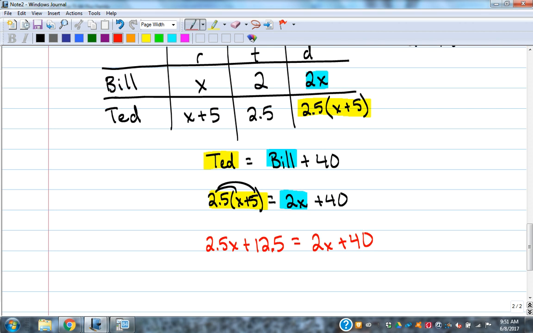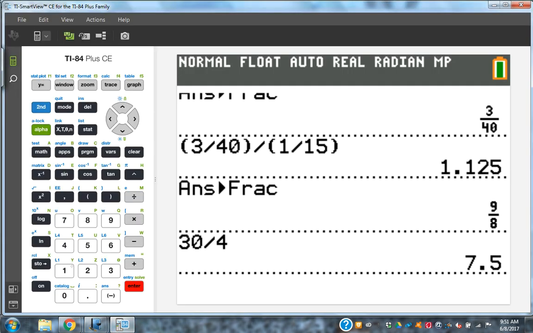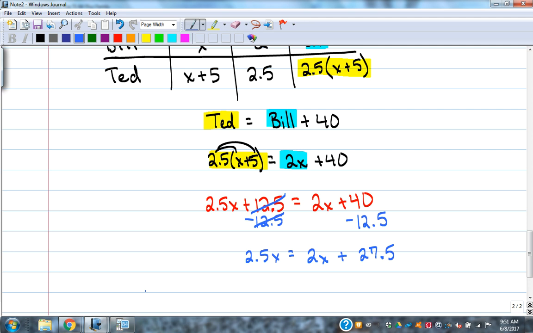Now what? That's a good idea. So 2.5x now is equal to 2x plus 27.5. Is that what that is? With a calculator, check me there. 40 minus 12.5, yeah. Yeah, that's what it is. All right. Now what?